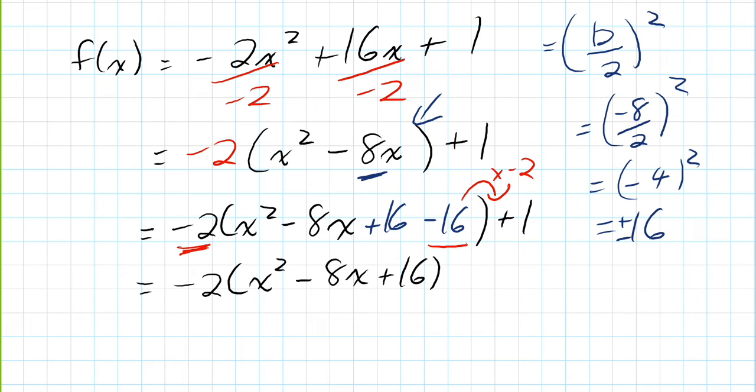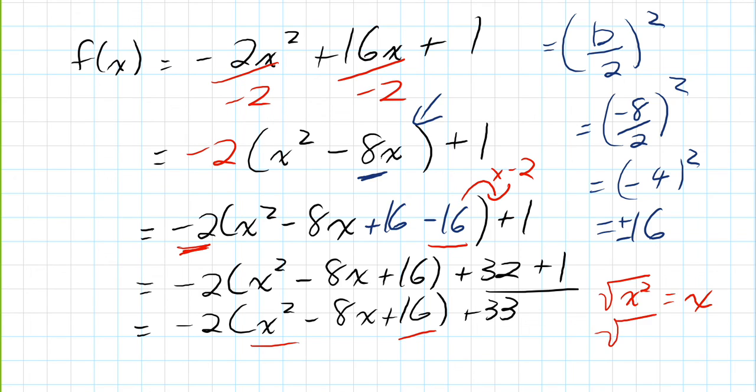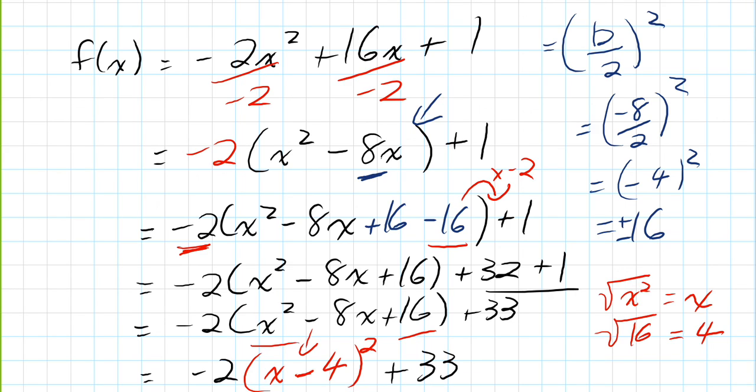-16 times -2 is positive 32, plus 1. Okay. I'll simplify the outside. So we still have this bracket. We have this perfect square trinomial in the middle, plus 33. And because we made a perfect square trinomial, we take the square root of the first term, which is x, and the square root of the last term, which ends up being 4. And we just combine it into one bracket. We have x, we have a 4, and we have a negative sign, we put our squared, and this is our completing the square.